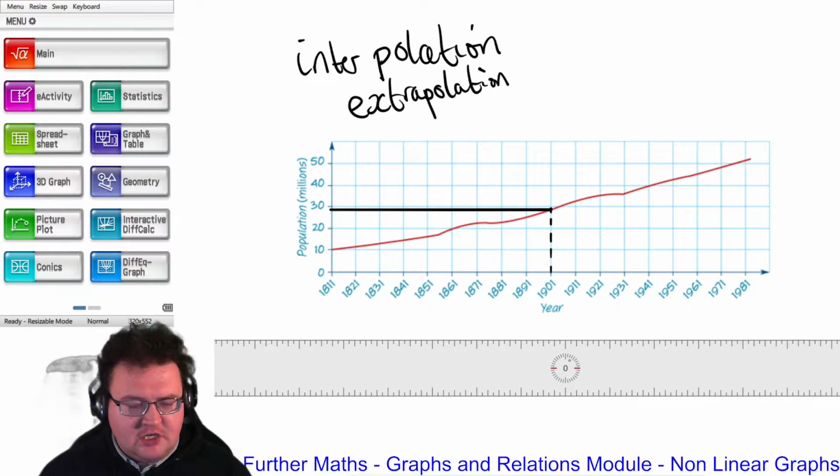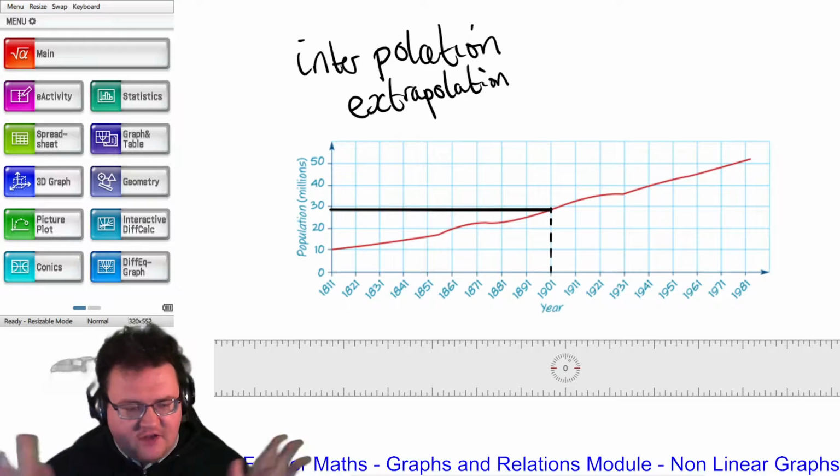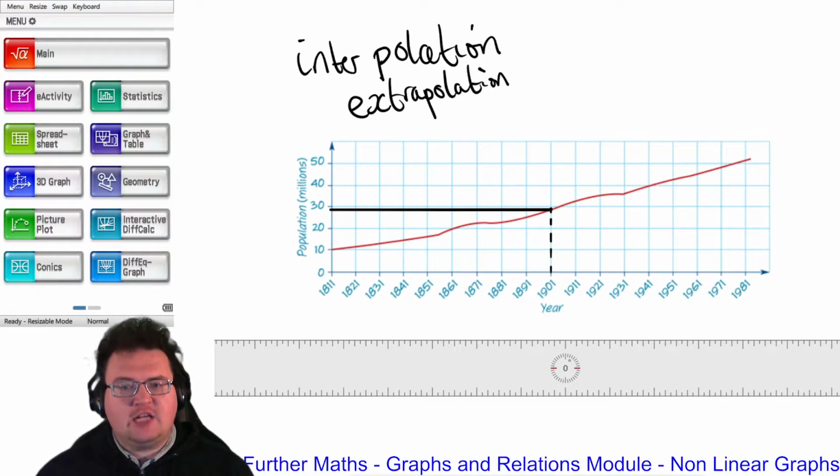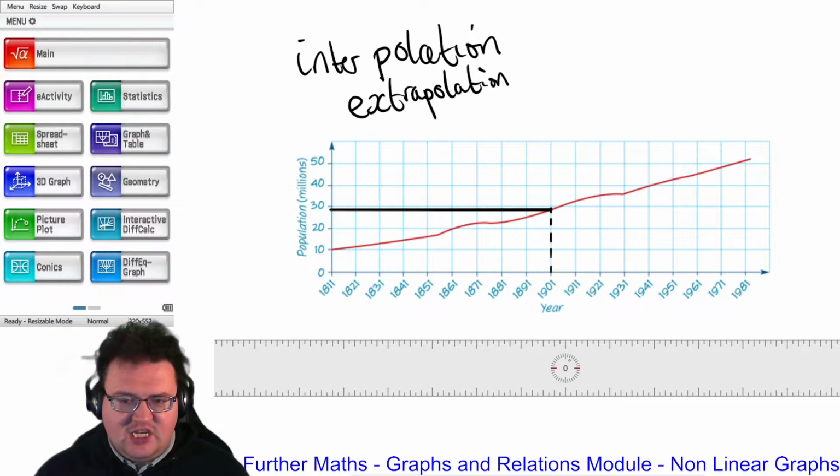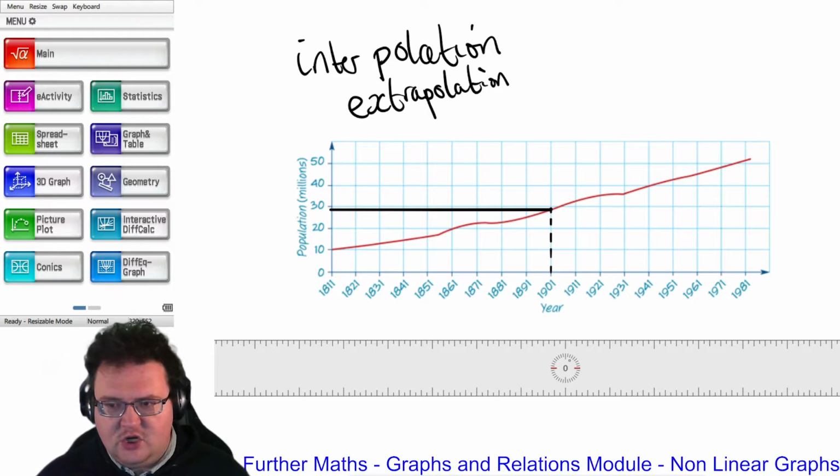Interpolation means that we're looking inside the data that we have. Extrapolation is when we're looking outside the data that we have. So in this case, the 1901 measurement that I have, is that interpolation or extrapolation? I'm measuring inside the data set that I have on my graph, therefore it's interpolation.